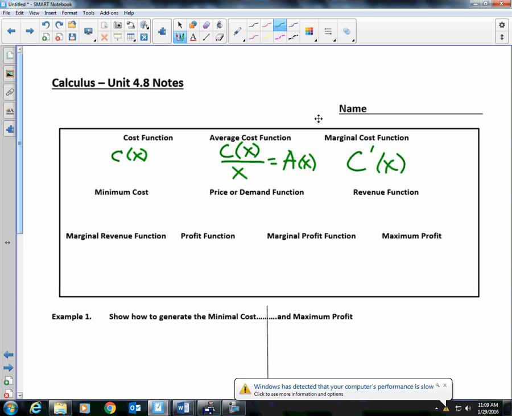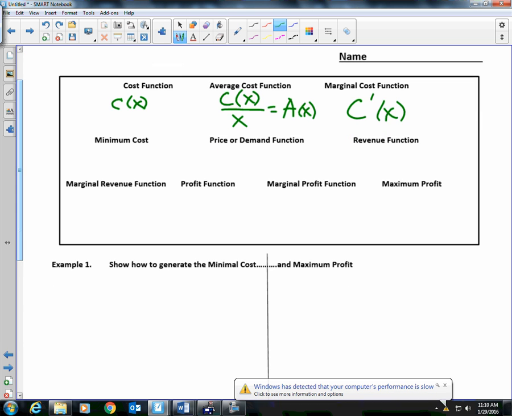That makes sense. However, what do you think costs less, to just produce one, or to produce the 501st after we've already produced 500? Why? You're more efficient, right? Everything's set up. Got it? So we said that C prime of X was really the approximate cost of producing the next item.